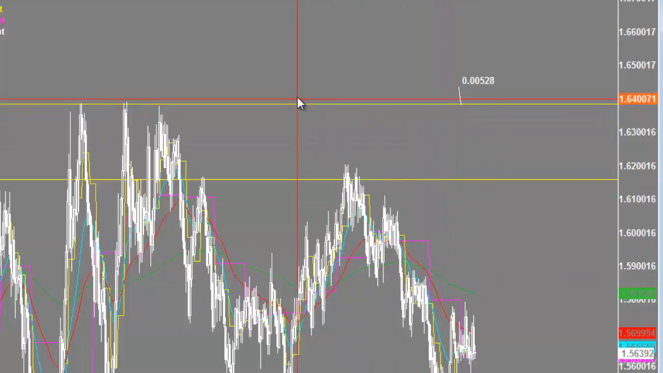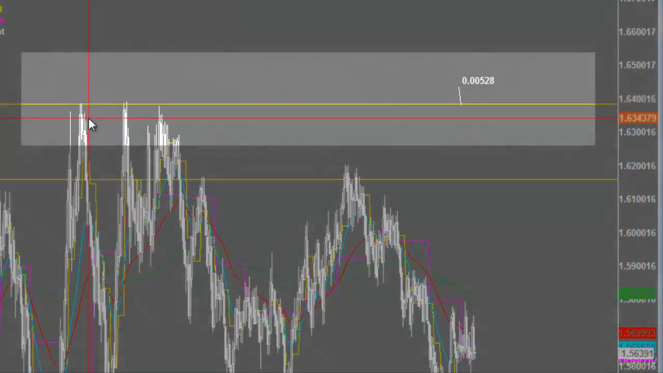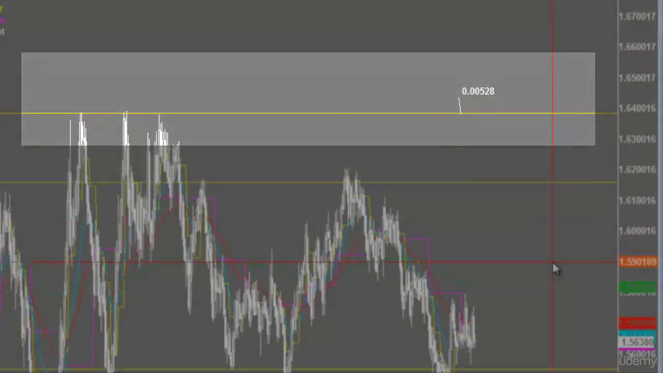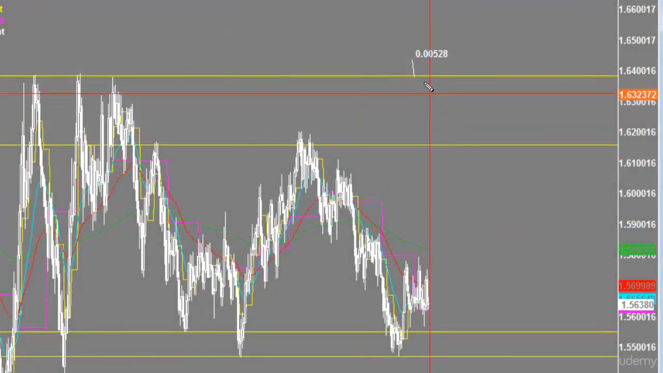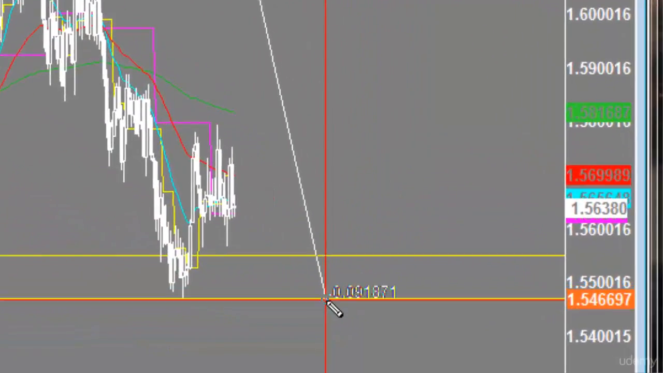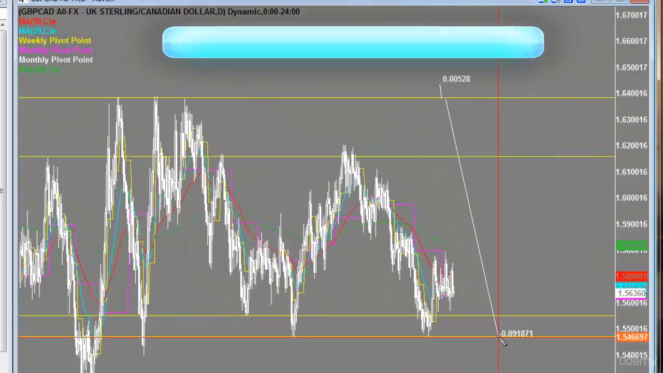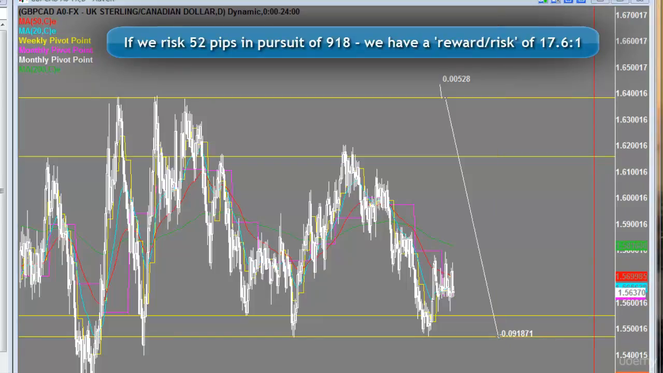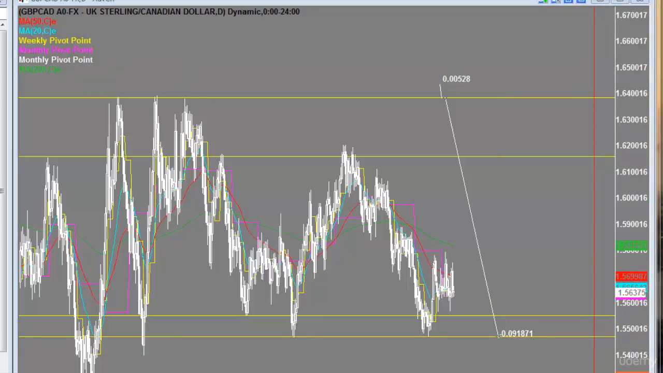Our stop loss is nicely above this level, which has been respected here and rejected here. So if our entry is just below it, we're risking 52 pips, and we're looking to target 3/4 of the way down this range, looking to pursue 918 pips profit. Then we've got a reward to risk of 918 divided by 52, which is a reward to risk of 17.6 to 1, which is a phenomenal gain.